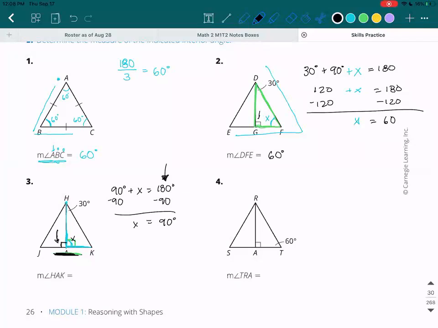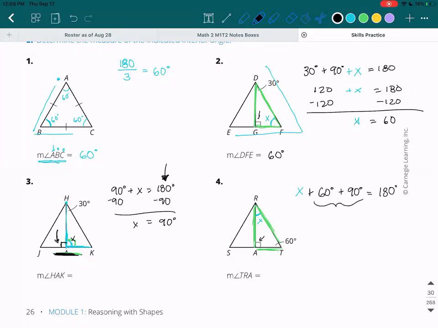Okay, and last but not least, we have number 4, which is TRA. So let's go from T to R to A. So we are looking at that angle. Let's call this x. If you highlight this green triangle again, remember that every angle in here must add up to 180 degrees. So we have x plus 60 degrees plus, that is a 90-degree angle right there. You add it all up, you'll get 180.